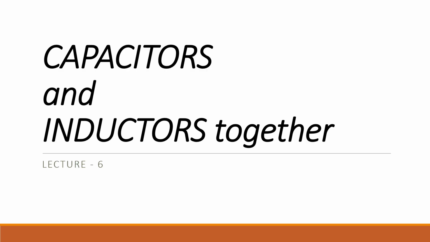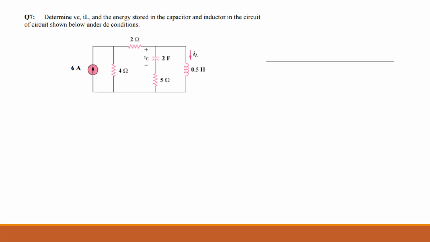Okay, now let's see a few questions with capacitors and inductors together. I want you to try this. I will help you. You determine the VC and the IL. So we need to find the voltage across this point and the current in this branch under the DC condition.